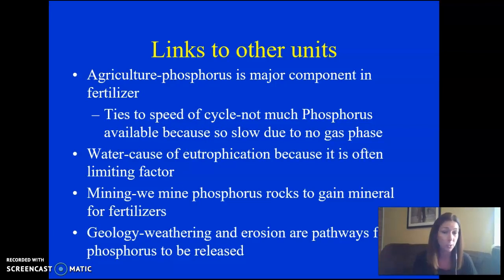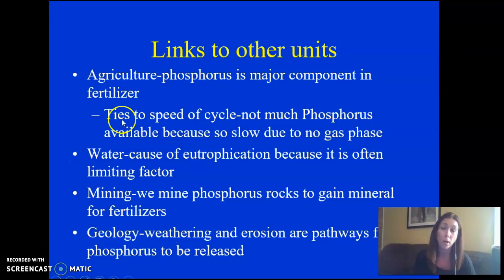So here with the phosphorus cycle, what I was thinking is that there's a real logical link to agriculture, because phosphates are often a limiting factor. They are a big component of our fertilizers. The reason why we need to add this, again, is because of the speed of the cycle. The phosphorus is slow, and often it's limiting, and so we put it into our plants to allow them to grow faster and to grow bigger.